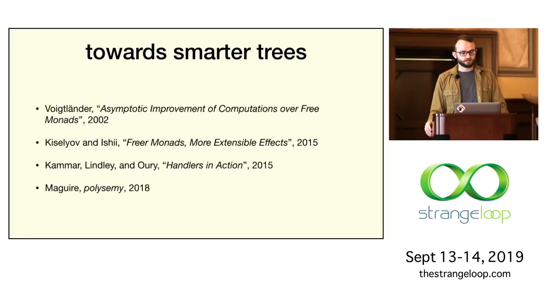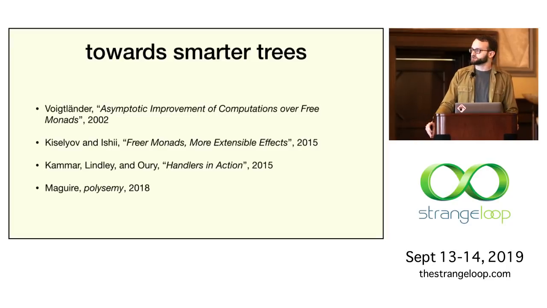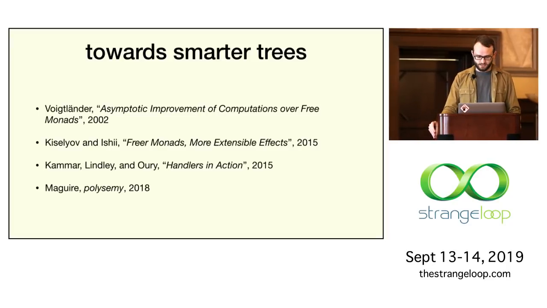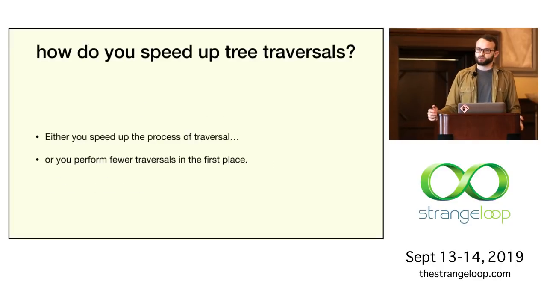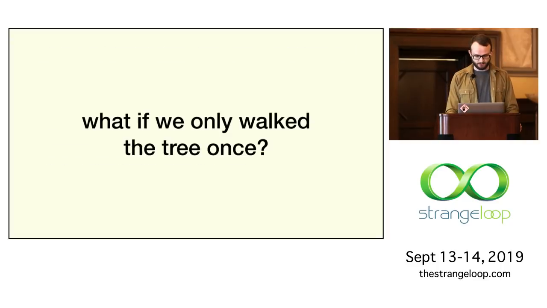So a lot of the immediate research on extensible effects concentrated on making free monads faster in terms of traversal and construction. There was already some research on this back in 2002. Oleg took another swing at it with what's called the freer monad, which is like the free monad but cheaper. Kammar et al. used Template Haskell to generate faster calls, and Andy McGuire's Polysemy library goes even further. But there's two ways to speed up a tree traversal. You can make the tree cheaper to traverse, or you can cut down on the number of traversals required.